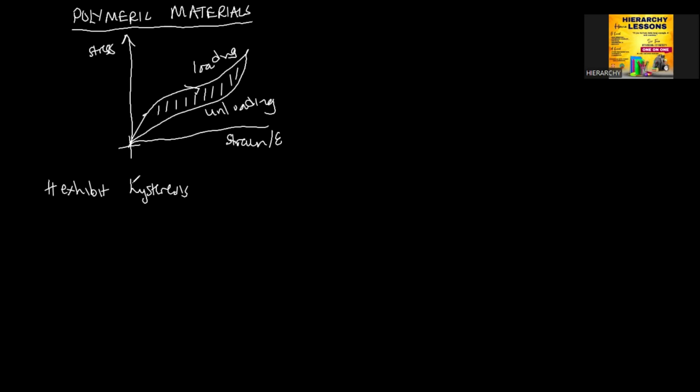So that's what we mean. The strain is greater during unloading than during loading. That's what you need to know from this graph. Examples of polymeric materials include plastic, rubber, and rubber bands.